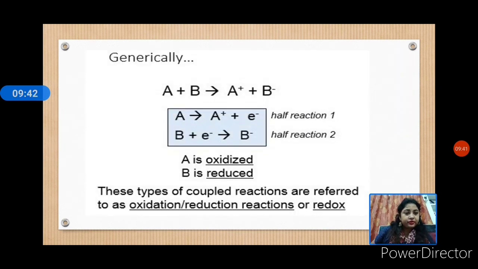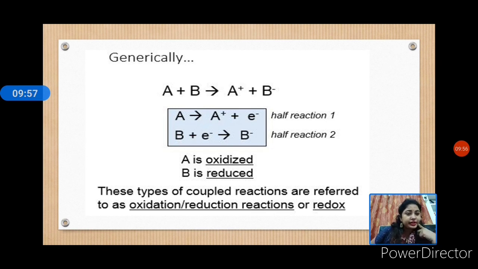Generally, whenever we write any reaction, see here, A plus B gives out A plus and B minus. Here, A is losing electron and B is gaining electron. So, every reaction can be divided into two half reactions.